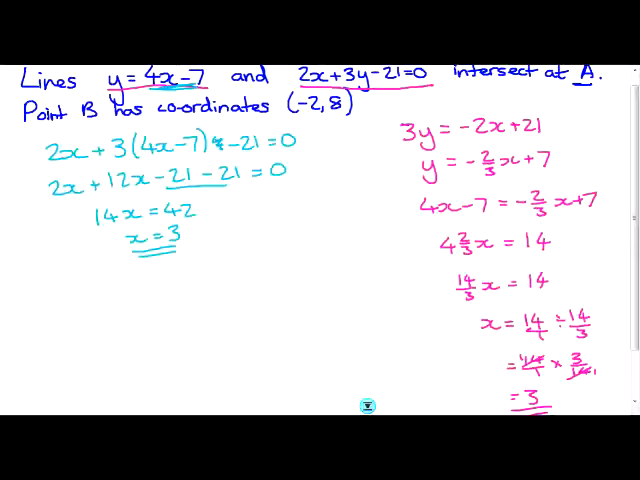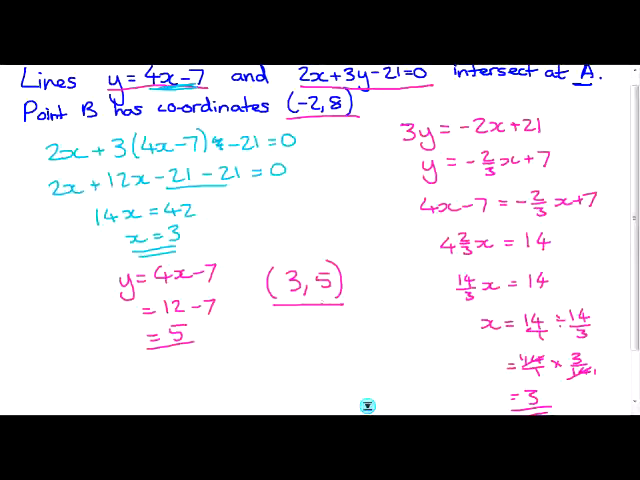Okay, so we know what x is, so we need to find out what y is really. So y is 4 times x, take away 7. So 4 times 3 is 12, take away 7, y is 5. So we know point A is 3, 5. Now all we have to do is work out the equation of the line that goes through here.